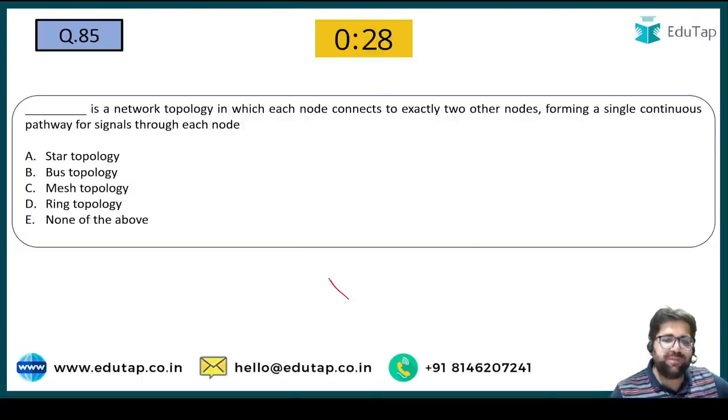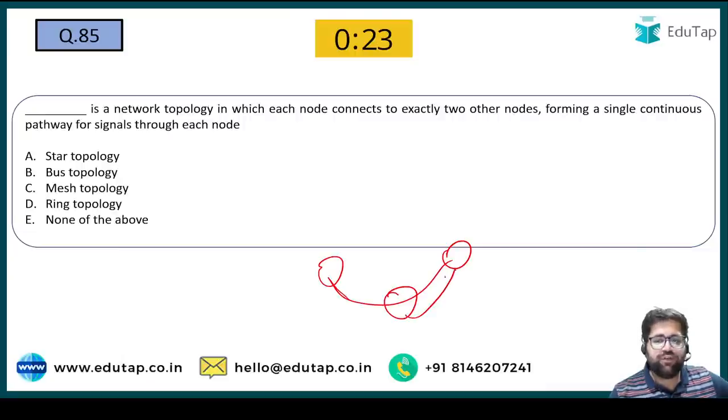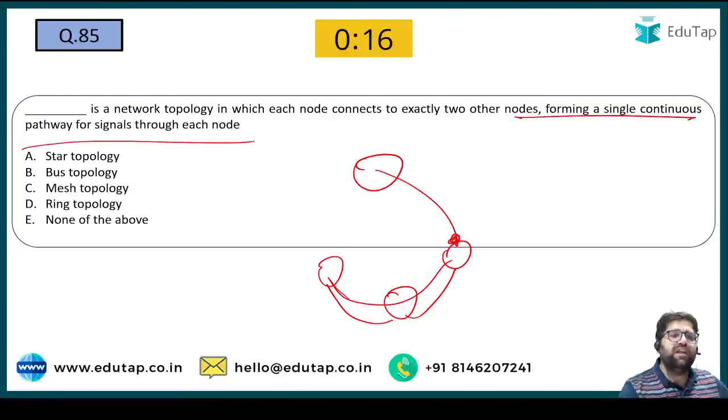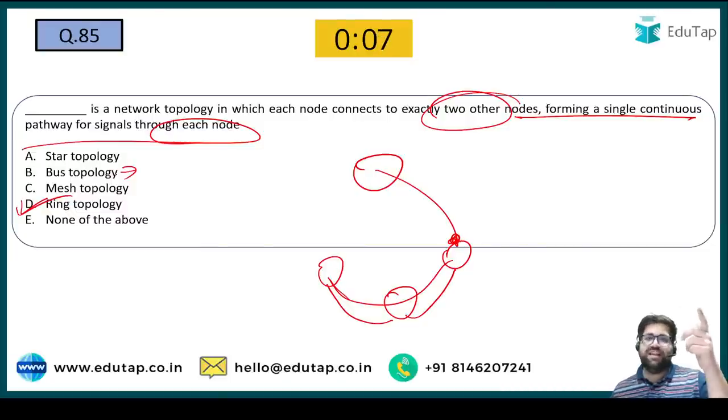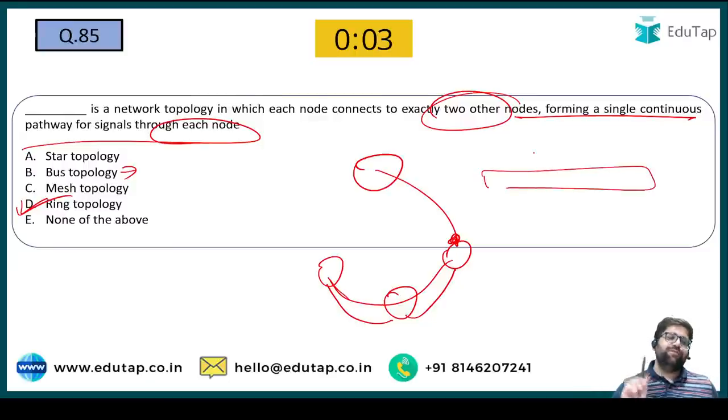Yes, ring topology means what? This system is connected to this and this. Then this particular system will be connected to another system, forming a single continuous pathway. Each node connects to two others, that will be your ring topology. What is bus topology? Bus topology, that I was explaining in the previous question, is where there will be one single line. That was the explanation which I thought I would give for this question, but due to some miscommunication, I got confused in that.